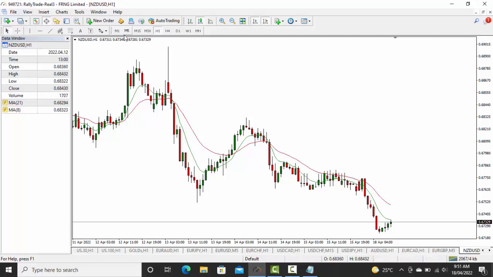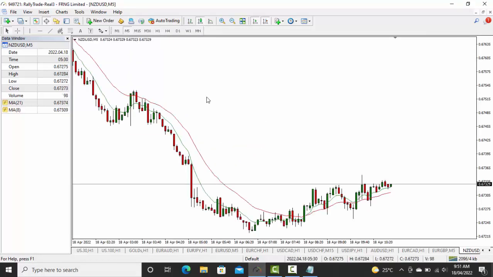So we go to M5 and we check what is currently happening on M5. On M5 on this instrument, we are seeing the green above the red. This is contrary to what we saw on H1. So we have to refrain from taking a trade at this point in time.